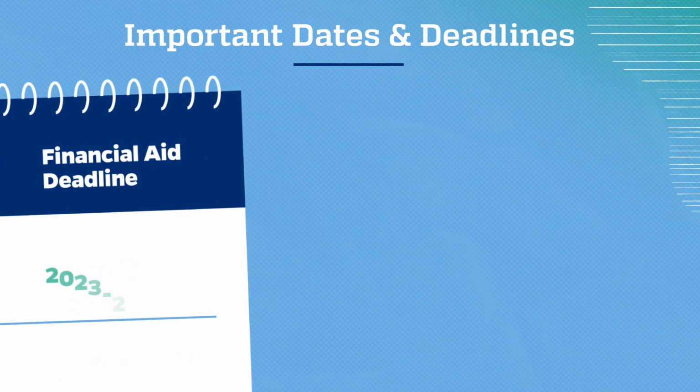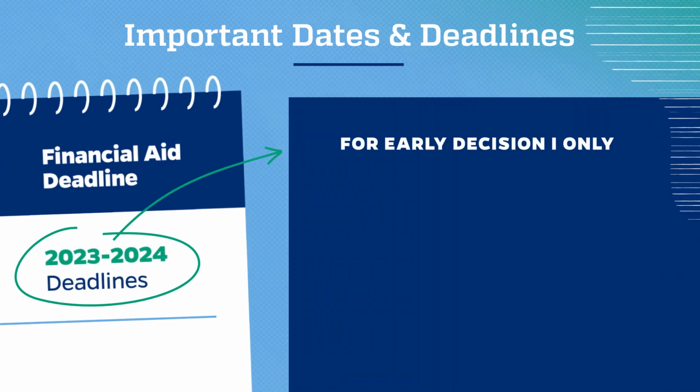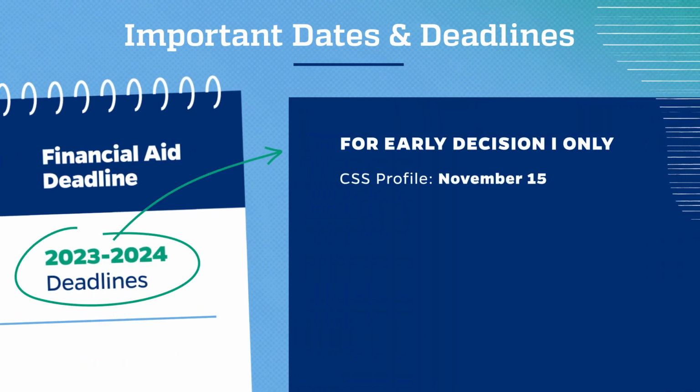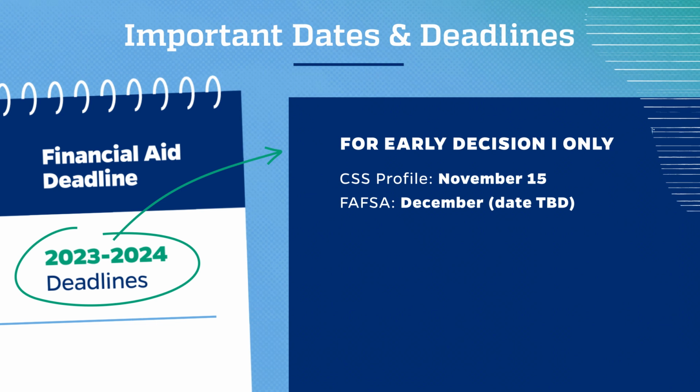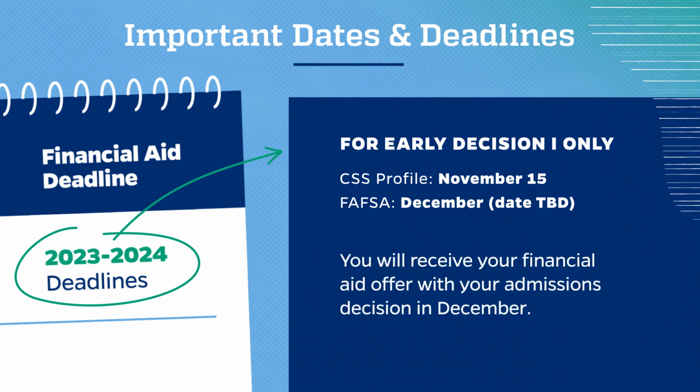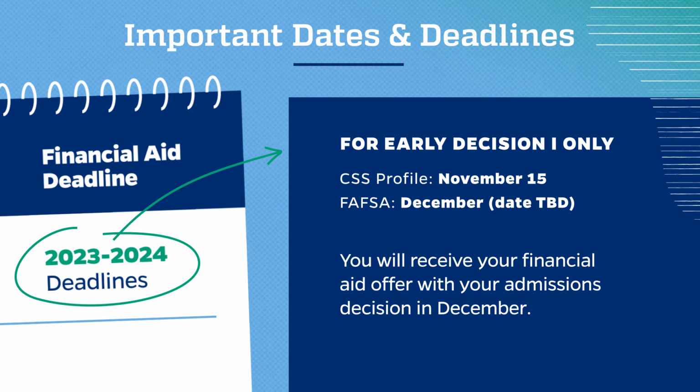Here's what that means. Early Decision 1 applicants are still required to submit the CSS Profile by November 15th, and then the FAFSA when it becomes available in December. Because we use the CSS Profile to determine your family's estimated contribution, you'll still receive your financial aid offer with your admissions decision in December. The total amount of need-based scholarships and grants included in your financial aid offer will not change as a result of the delayed FAFSA.